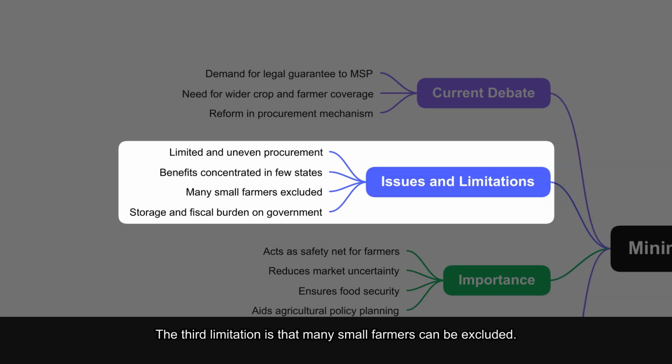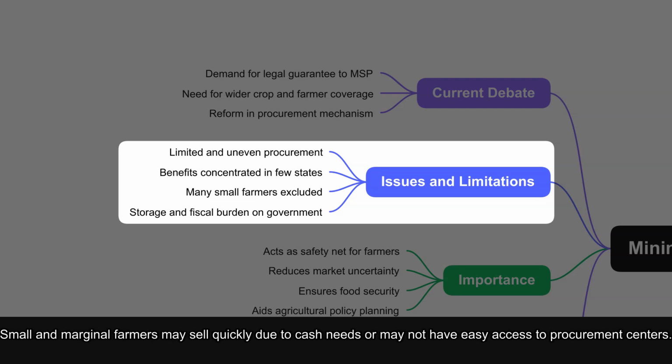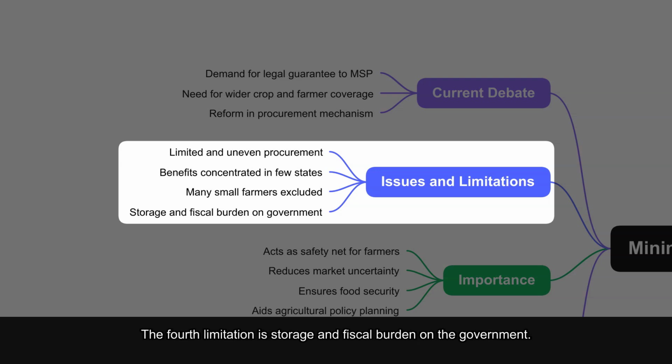The third limitation is that many small farmers can be excluded. Small and marginal farmers may sell quickly due to cash needs or may not have easy access to procurement centers. The fourth limitation is storage and fiscal burden on the government. When procurement increases, storing large quantities and managing subsidies can be expensive.